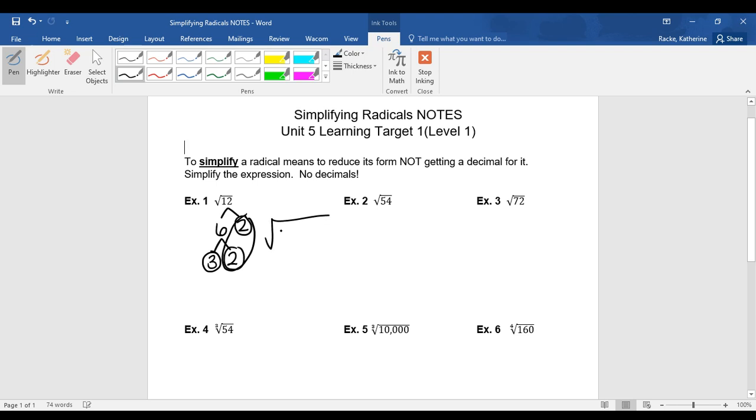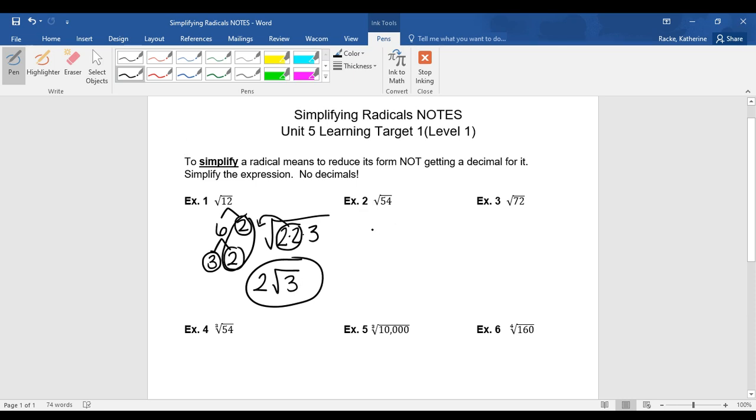Okay, you can also write them all out if you need to. Okay, I have a group of 2 that I'm pulling on the outside here. Okay, it needs a friend to come out and play, so I bring a 2 out to represent that pair, and then just leave what I have left inside. So 2 radical 3.